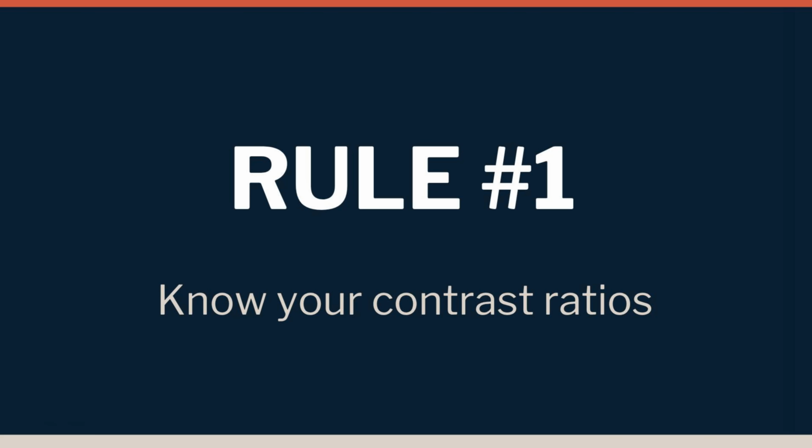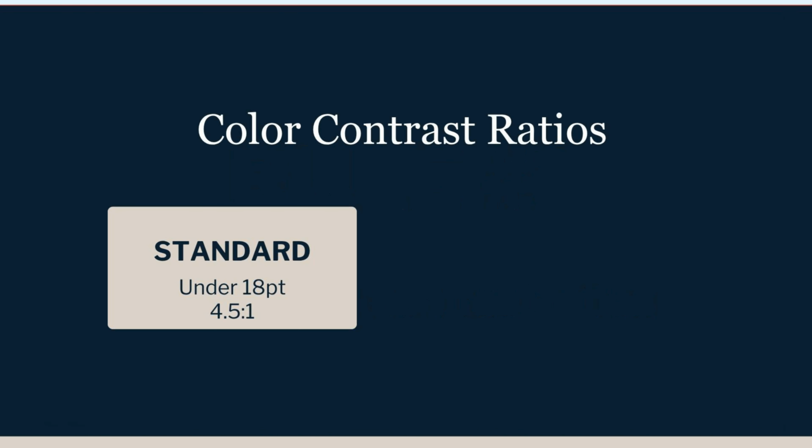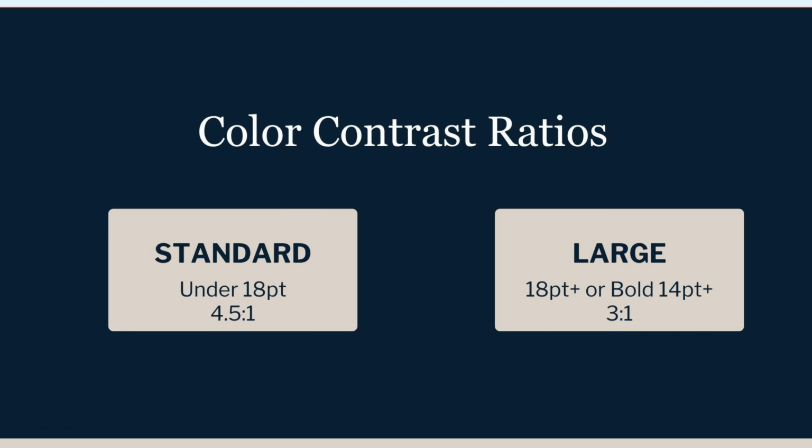Number 1, know your contrast ratios. For standard size text under 18 points, the 4.5 to 1 ratio is the global standard you need to meet. It guarantees your words are crisp and sharp against the background. For large text, which is 18 pt or larger, or 14 pt bold and larger, the minimum we need to meet is 3 to 1.